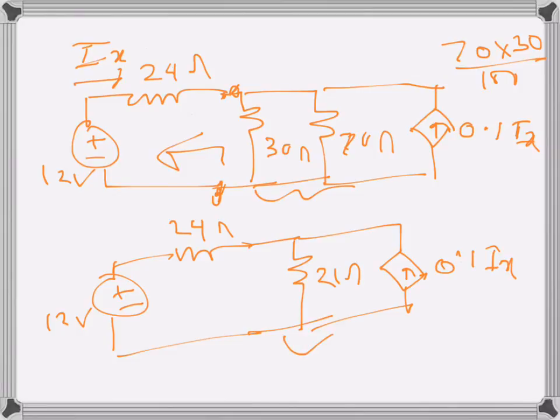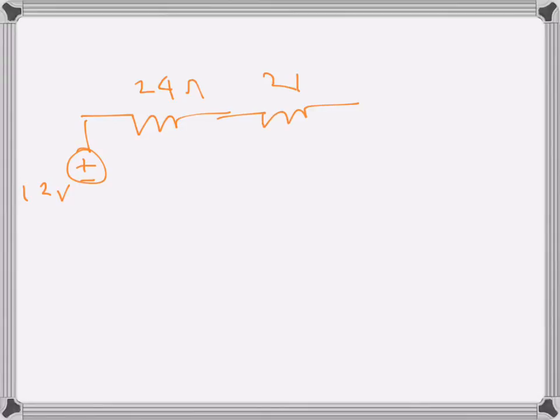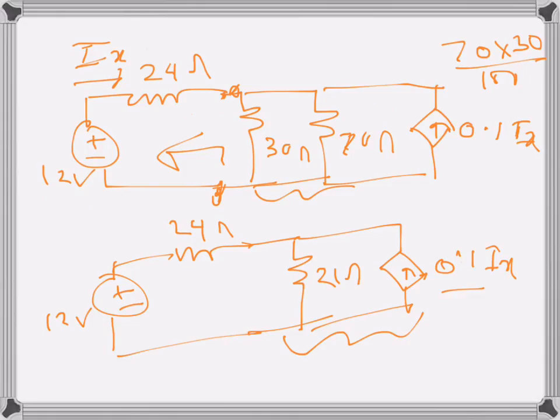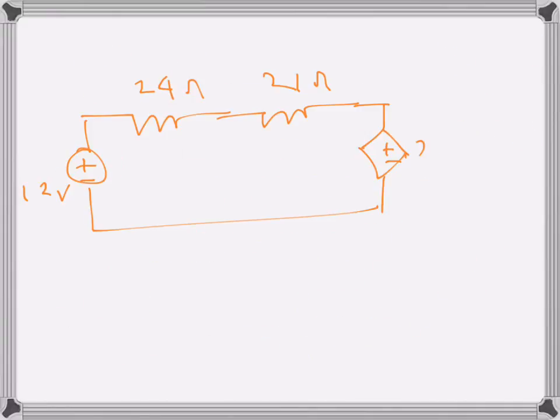Now what I will do again is convert this into a series resistance and a dependent voltage source, and I will end up getting a series circuit. So it's looking good now. So 12 volts there, this one is 24 ohms, this one is 21 ohms, and the voltage source will be plus minus, and the value will be 0.1 times 21, so that's 2.1 Ix, like that. So this is Ix, it's still intact, nothing has been changed on this side.